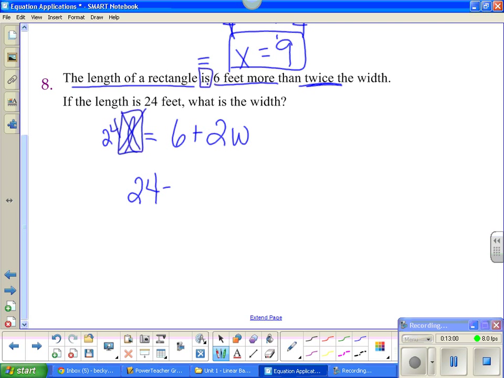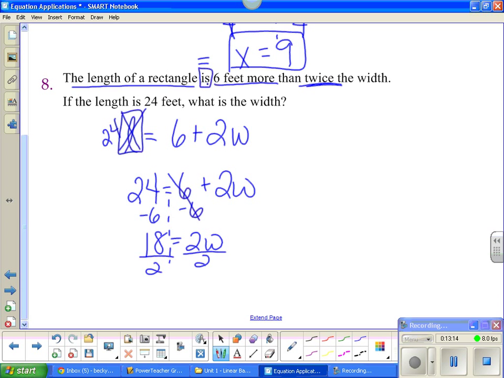So 24 equals 6 plus 2W. And then to solve this for W, I'm going to subtract 6. And 24 minus 6 is 18. Divide by 2. W equals 9. It's an equation, so I don't care that the W is on the right-hand side. And it says, what is the width? The width is 9 feet.